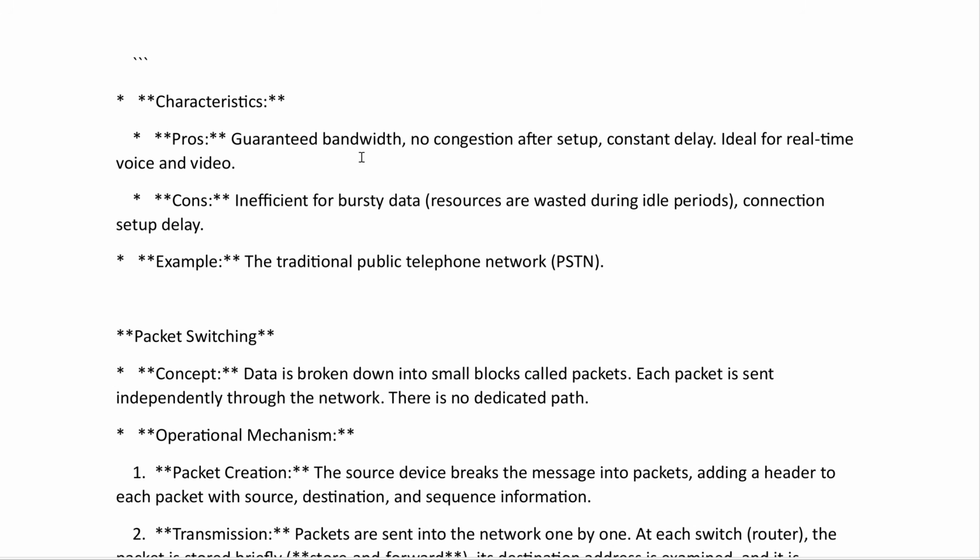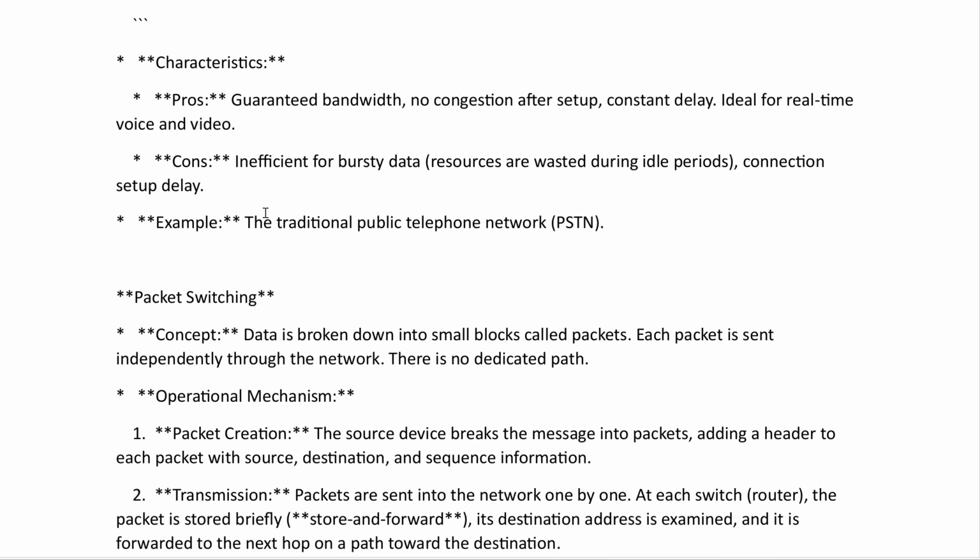The advantages of circuit switching are that it provides guaranteed bandwidth. There is no congestion after connection setup. Delay is also constant, and circuit switching is ideal for real-time voice and video. Disadvantages of circuit switching: it is inefficient for bursty data, that is, resources are wasted during idle periods. There is some delay in connection setup. An example of circuit switching is the traditional public telephone network, that is PSTN, also known as the public switched telephone network. So this is all about circuit switching.